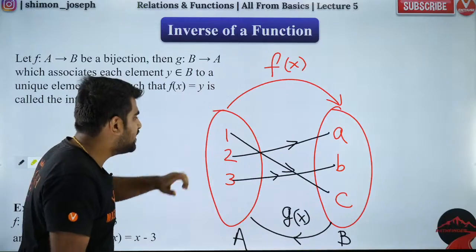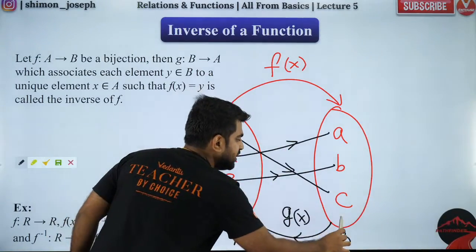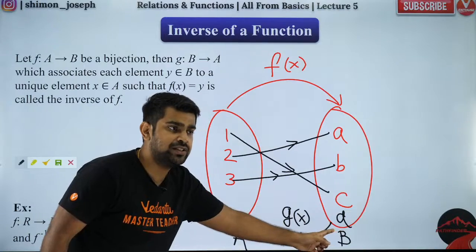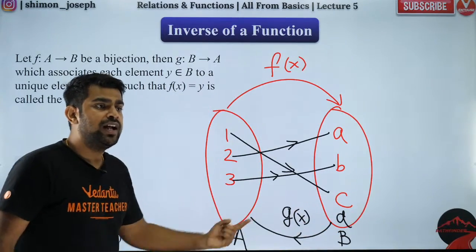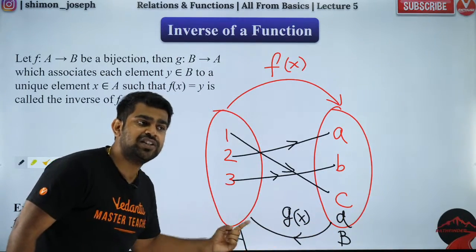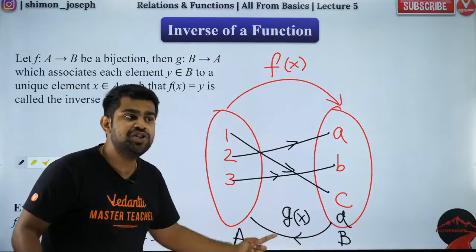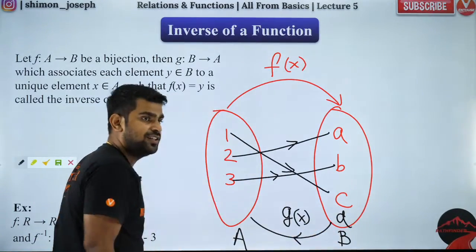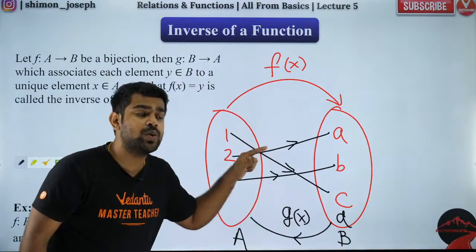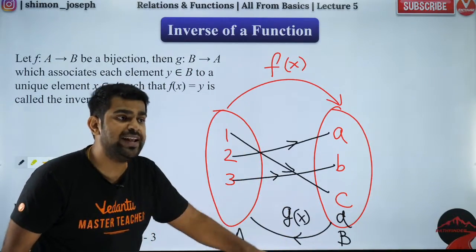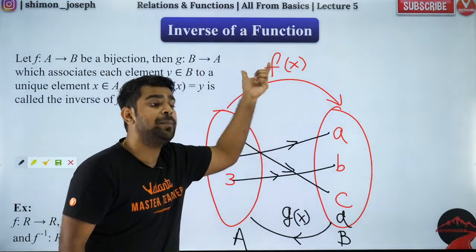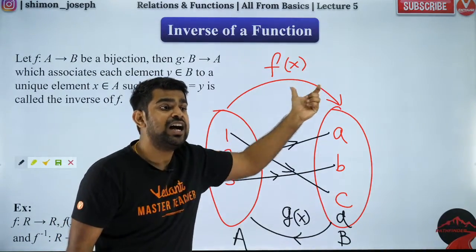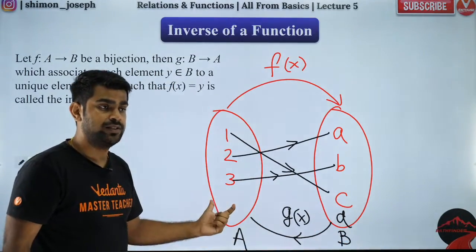Why? Because let's say if it is not a bijection, let's say one more element is there. Can this be a function g of x? G of x cannot be a function. Why? Because one element is left out. So if inverse has to exist, then you need to make sure your f of x is a bijection, because only if f of x is a bijection, I can have an inverse to exist.